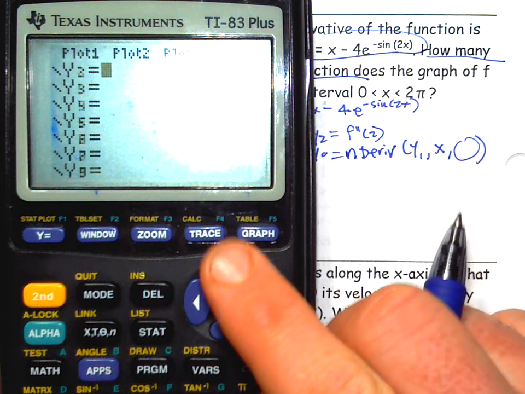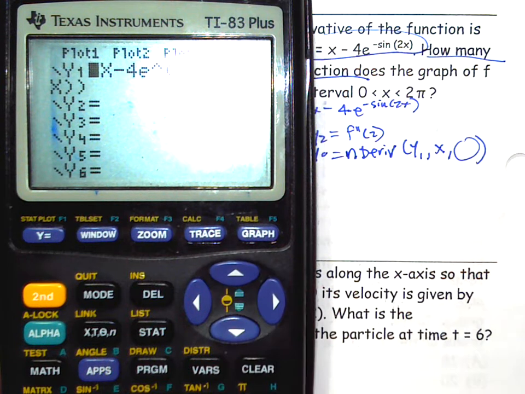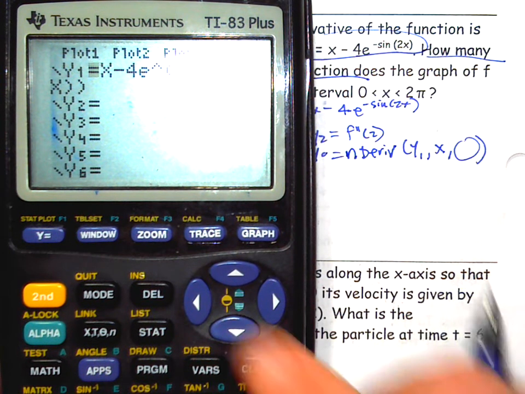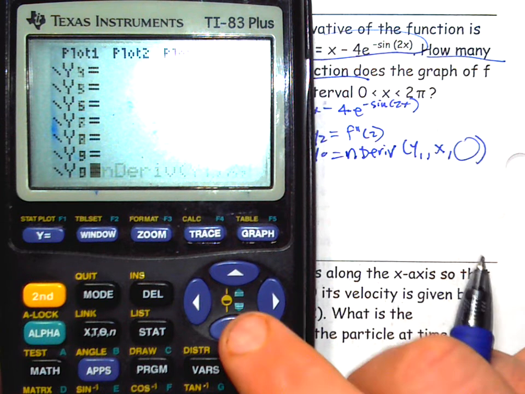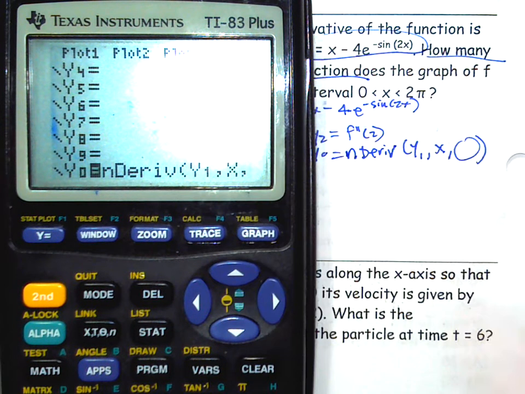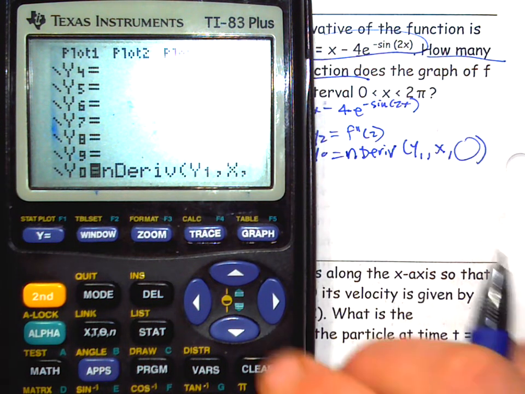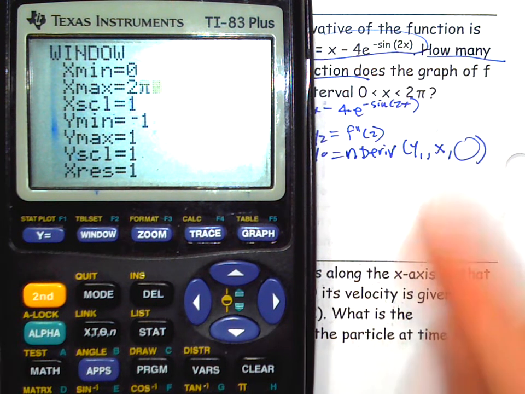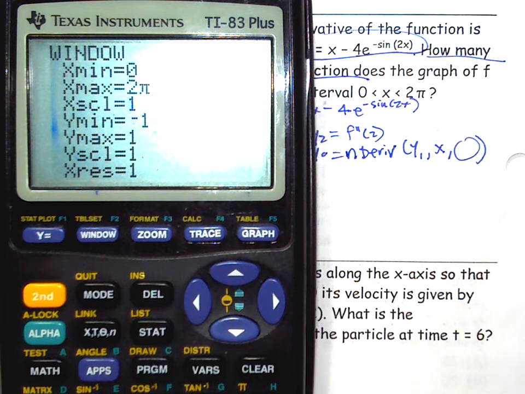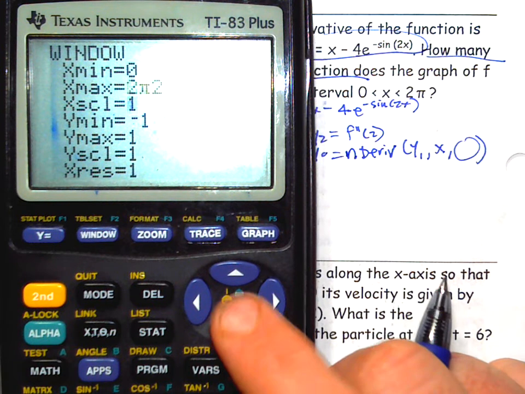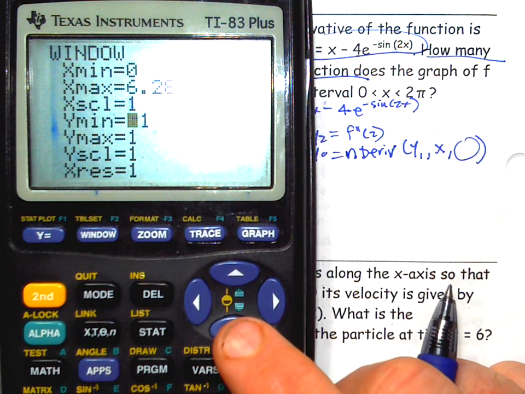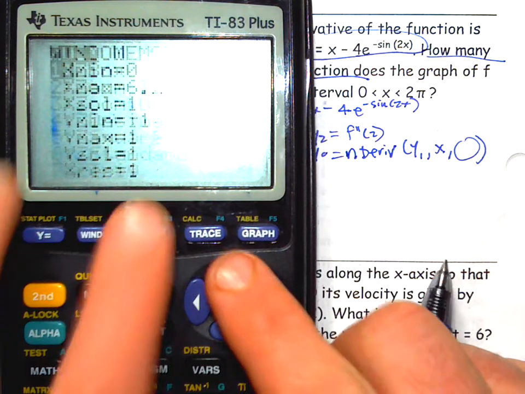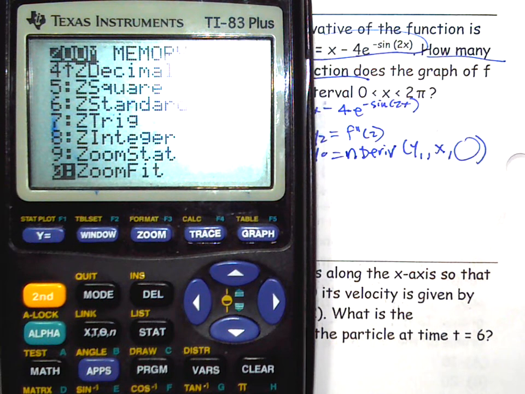Now I'm going to go up here and turn this one off so it doesn't graph at the same time. It'll still access it. So even if you turn it off, it knows to do the derivative of it. And then I'm looking at my window. It should be 0 to 2 pi. They said 0 to 2 pi. And now you've got to be careful if you do zoom fit, that can backfire sometimes if the graph is really big. Let's see what happens.